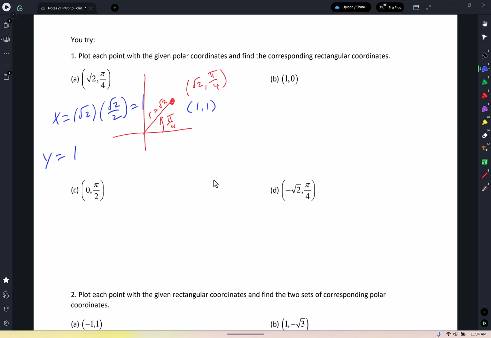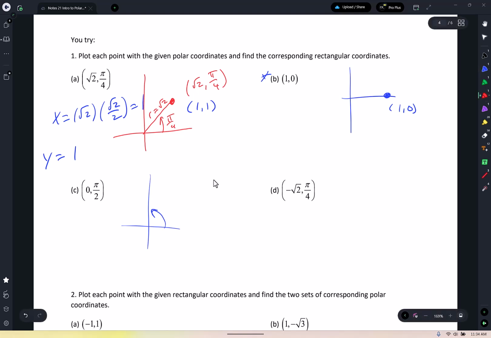I put 1, 0 again. Next time I'll change this one out. 1, 0 is not special. It's right here. And it's also 1, 0 in rectangular coordinates. 0, pi over 2. This one, I like this one. Pi over 2 is this, but if you're at 0, that means you're at the origin. So it doesn't matter what angle you put. If your r is 0, you're going to be at the origin. You can put any angle.